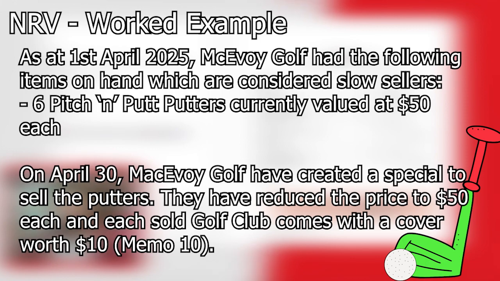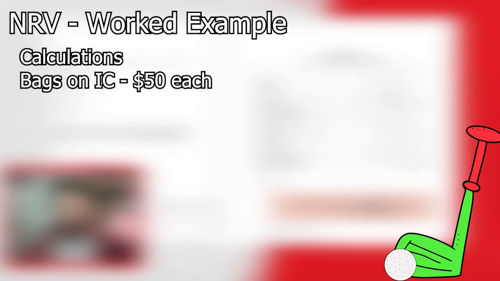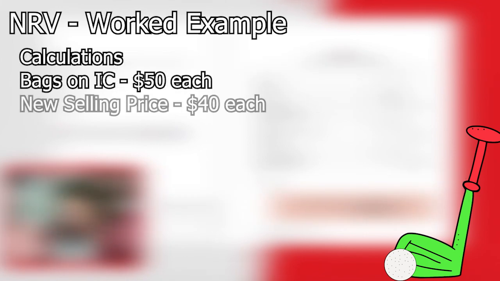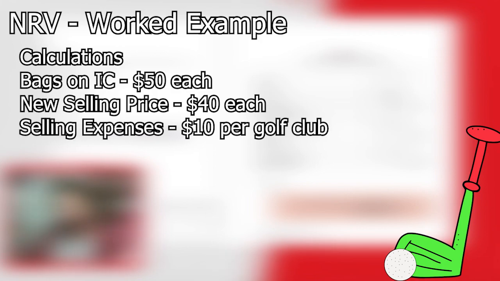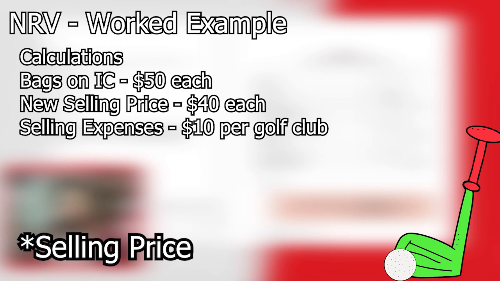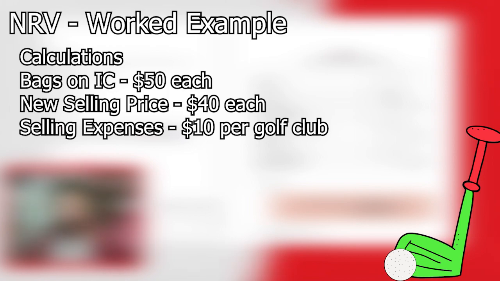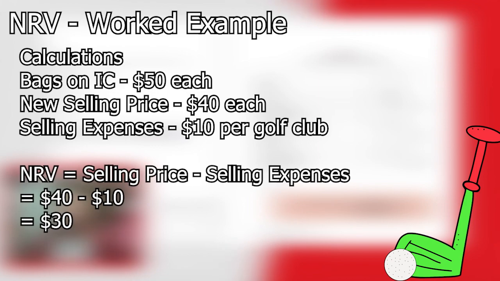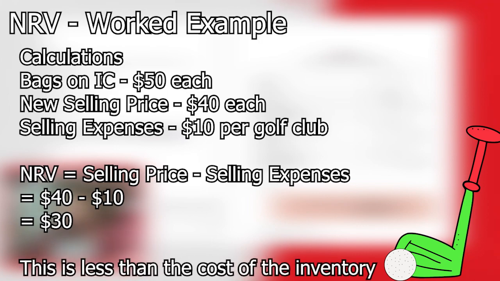So let's put our math here. On one side, we've got the inventory value of $50. Keep that in mind. We've got the selling price of $40 and the selling expenses of $10. So the NRV will be the selling price minus any direct selling expenses: 40 minus 10 is $30. So we see here the $30 NRV is less than the inventory value of $50. That's $20 per item less, or $120 overall.